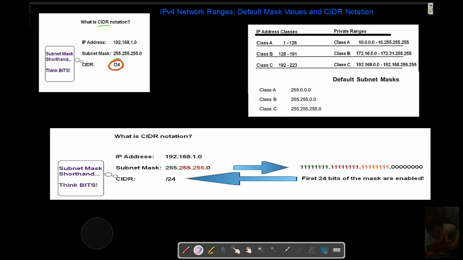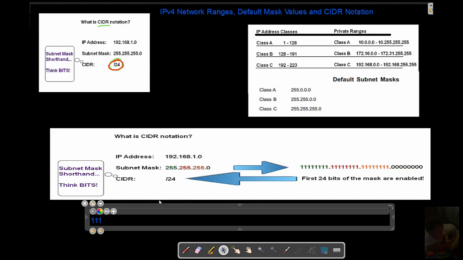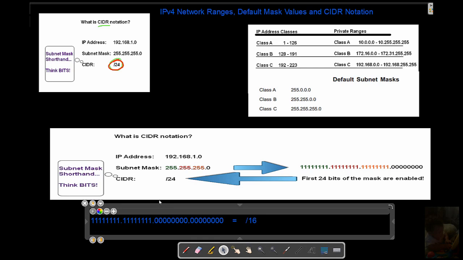What happens if this happened to be a class B? Remember our class B default masks. Class B default masks are 1, 2, 3, 4, 5, 6, 7, 8, twice over. What does that equal? /16. The first 16 bits are on. So 255.255.0.0 is a /16 CIDR notation. Okay?